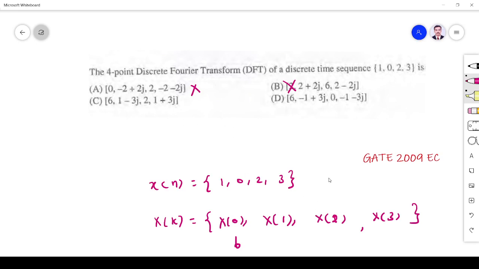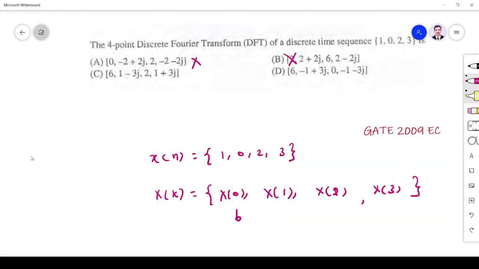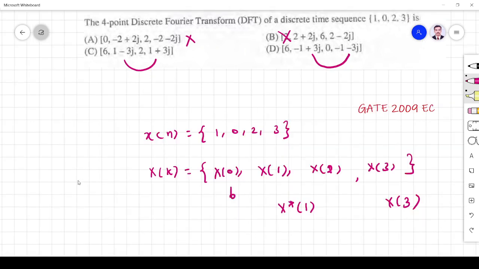Then what is the other property of DFT? For a 4-point DFT, X[1] equals X*[3], or X[3] equals X*[1]. That is, X[1] and X[3] are conjugates. You see, this is 1 minus 3j, 1 plus 3j. So both are conjugates. Okay, that is proven. It is minus 1 plus 3j, minus 1 minus 3j. Right? Again, these two are conjugates. So again, we have confusion. Both are satisfying the property. Then what do we have to do?